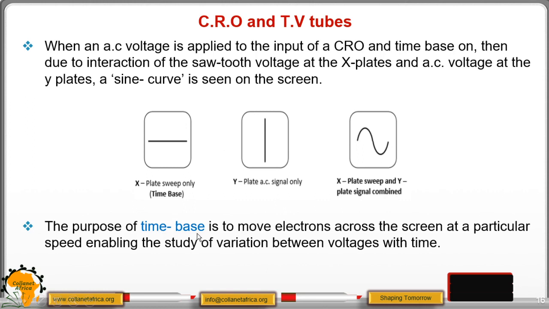So the purpose of the time base is to move electrons across the screen at a particular speed, and this will enable us to study the variation of the voltage with time. Remember we said that the screen can measure the voltage. So it is measured when we display this sine curve. We can use the screen and the time base to get the particular voltage that is being displayed by that curve.